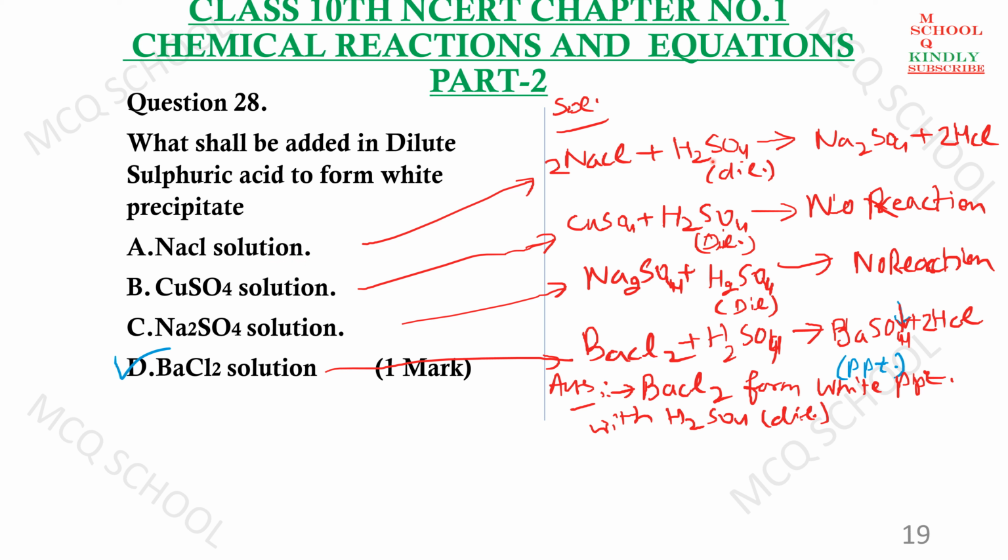Sodium chloride reacts with dilute sulfuric acid to form sodium sulfate and HCl. In case of copper sulfate, there is no reaction with sulfuric acid. In the case of sodium sulfate, sulfuric acid doesn't react and there is no reaction. In the case of barium chloride solution, dilute sulfuric acid reacts and forms barium sulfate precipitate and HCl. So barium chloride is the answer which forms white precipitate with sulfuric acid.